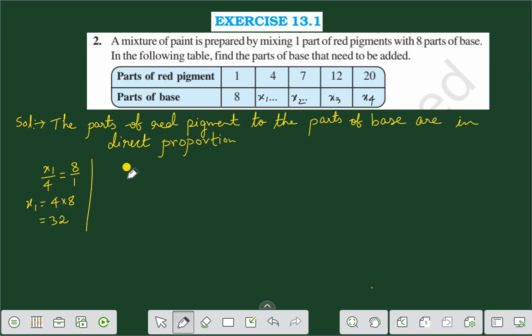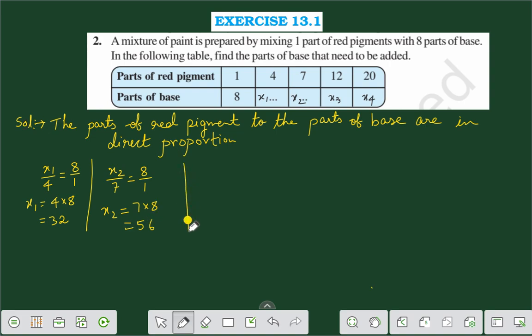We will find the value of x2. x2 by 7 is equal to 8 by 1. Therefore, the value of x2 is equal to 7 into 8, and that is equal to 56.